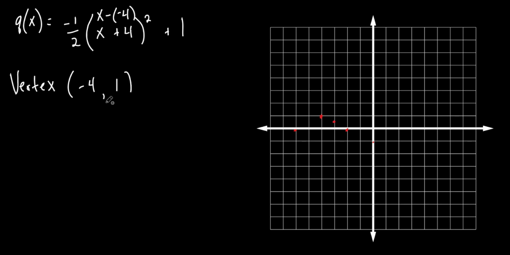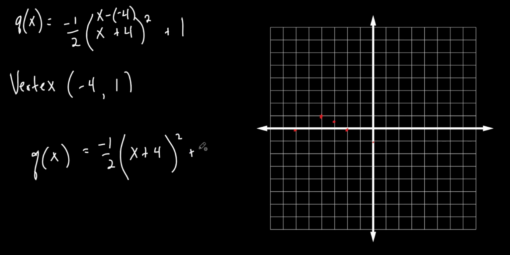You could go back to the original. Let's do this. Let's go back to the original, q of x without all that mess in there: negative 1/2 times (x plus 4) squared plus 1. So you could just put the number in.